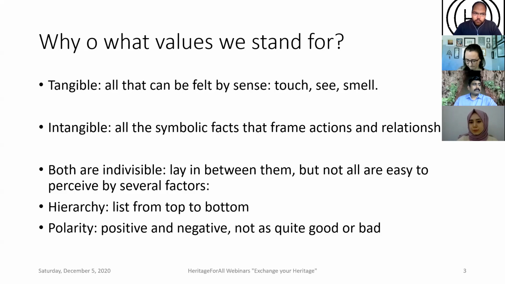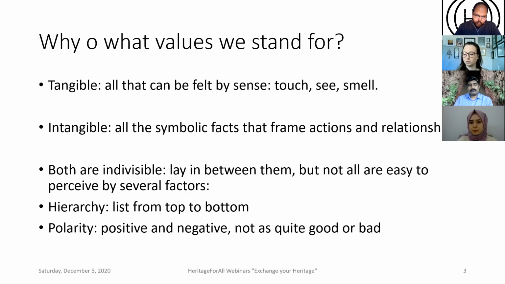First, there is this indivisible bond that is tangible and intangible values. Tangible are all the things that we can see, touch, smell, etc. And intangible are symbolic facts that frame actions and relationships. Like when we receive a gift from our grandparents, that is an intangible bond. We only know it and they know it, because the object is just the channel to establish that kind of bond. Both are indivisible, as I said, because they lie between them, but not all are easy to perceive, due to several factors.